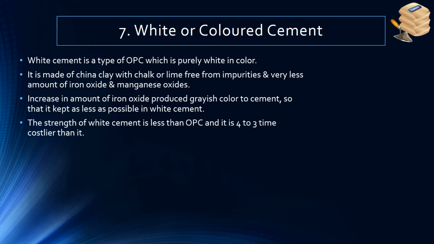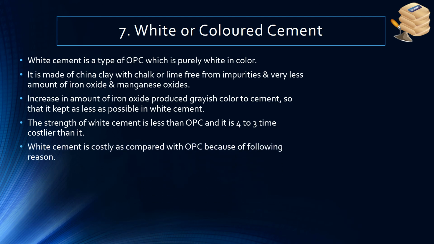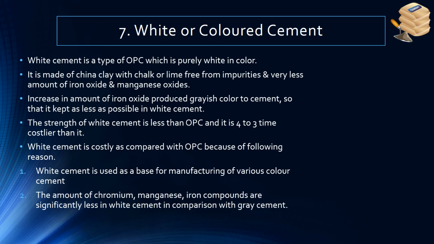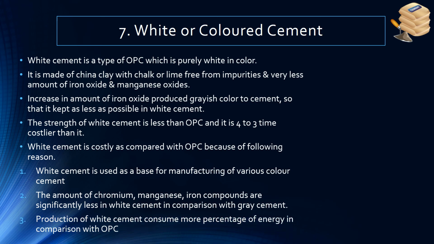The strength of white cement is less than OPC and it is 3 to 4 times costlier than it. White cement is not used for concreting work, it is only used for decorative work or plastering work. White cement is costly as compared with OPC because of following reasons. First, white cement is used as a base for manufacturing of various color cement. Second, the amount of chromium, manganese, iron compounds are significantly less in white cement in comparison with grey cement. Third, production of white cement consumes more percentage of energy in comparison with OPC.